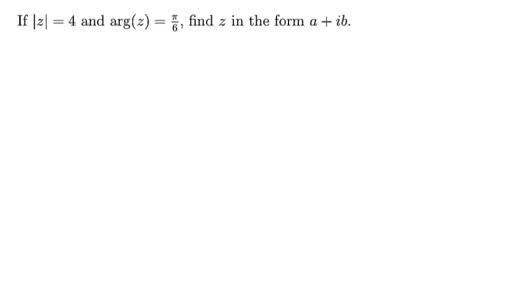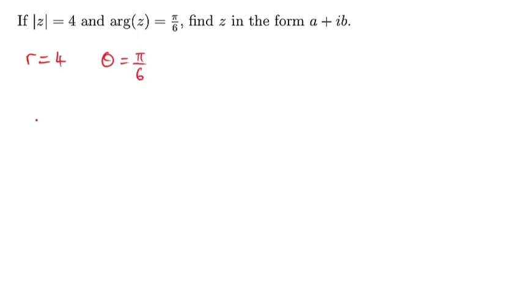If the modulus of z is equal to 4 and the argument of z is equal to pi over 6, find z in the form a plus ib. So to start with, the modulus of z, which is the absolute value, is our r. So we can say r is 4. And the argument, which is our theta, is pi over 6.